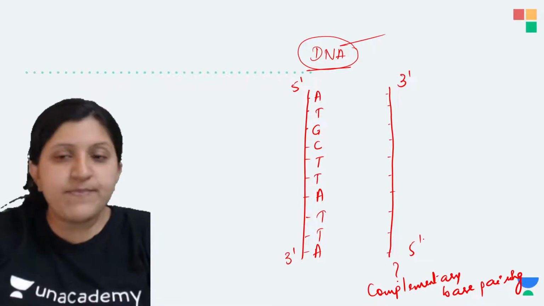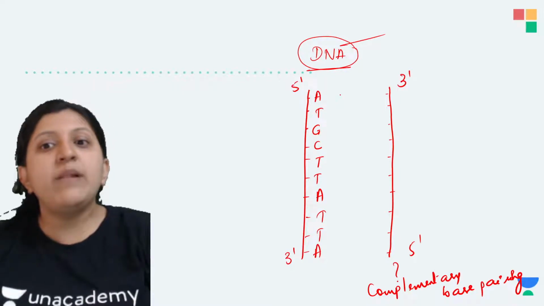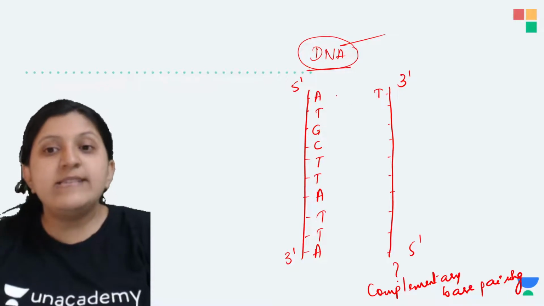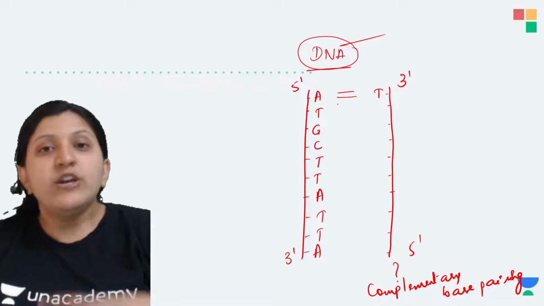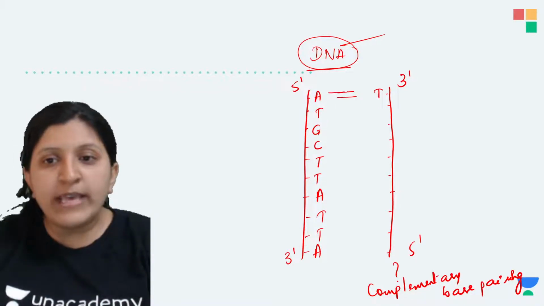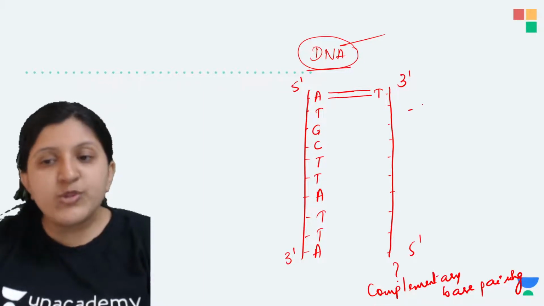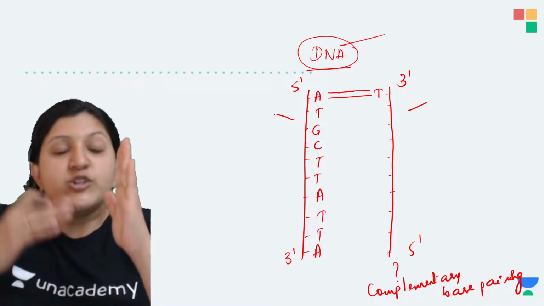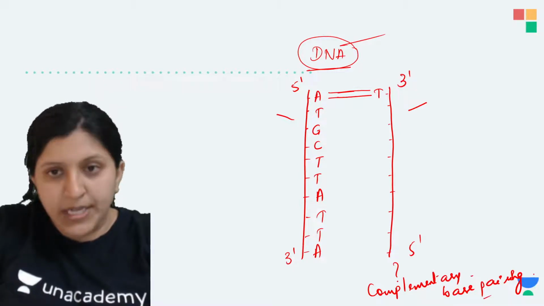So in this case, let's see, A will make a pair with T. So this A is complementary to T, forming two hydrogen bonds. So two hydrogen bonds are holding the DNA strands together. Now this is one DNA strand, this is another DNA strand. So both the DNA strands are held together by complementary base pairing.